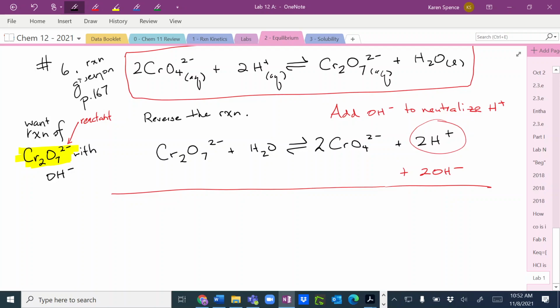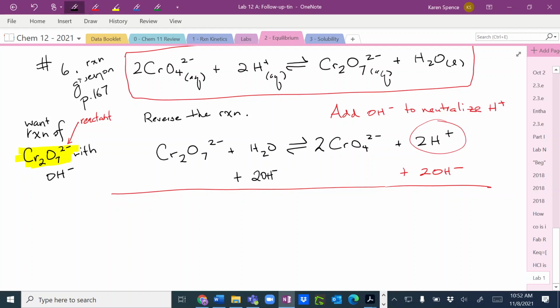That will not work, because then you'll end up with more hydrogens. We're going to add 2 OH to the reactant side as well. What we do to one side, we do to the other side, okay? And then we add it up.